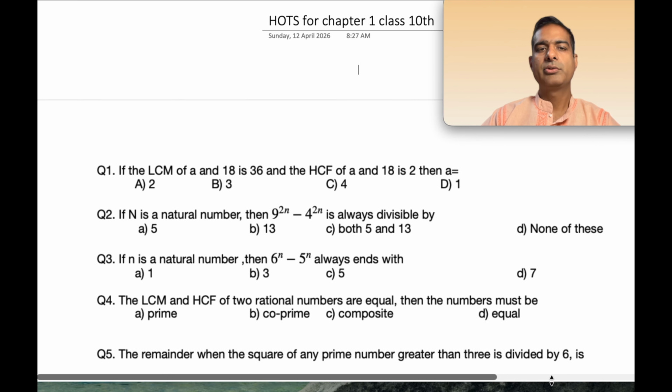Today in this class we are going to discuss some important questions from NCERT Exemplar 1.3 and 1.4 and some questions from the R.D. Sharma and from RMO books.